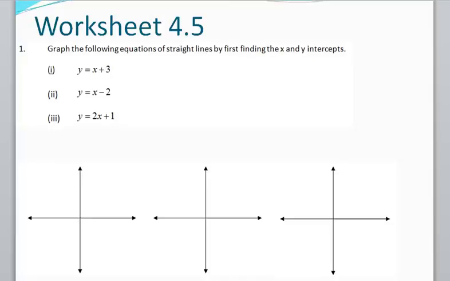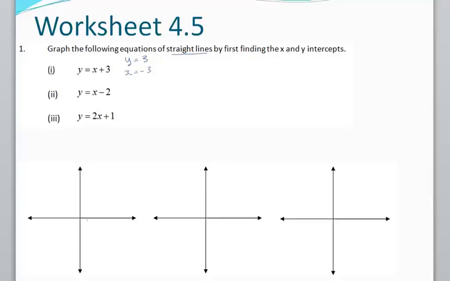Worksheet 4.5 here. We want to graph the following straight lines, we know they're all straight lines to make it easier, by first finding our x and our y-intercept. So we find our y-intercept by setting x equal to 0, so y is equal to 3. We find our x-intercept by setting y to 0. So here, when y is 0, x is equal to minus 3.